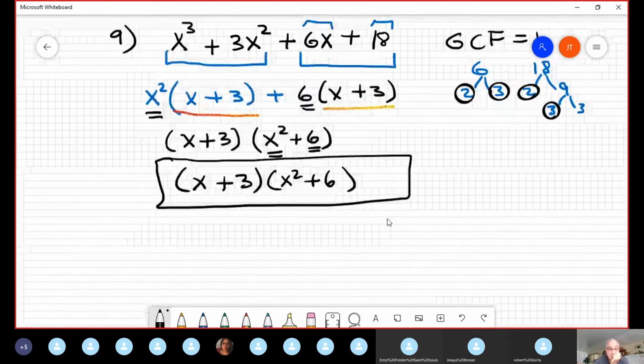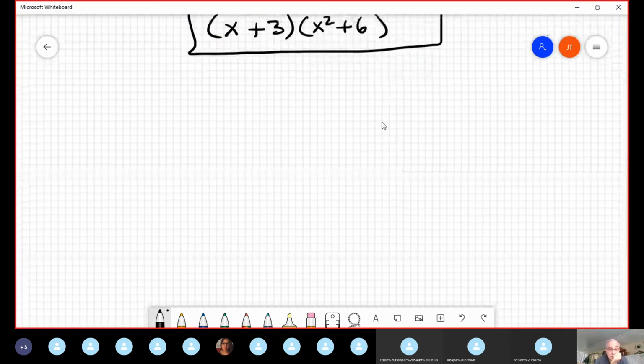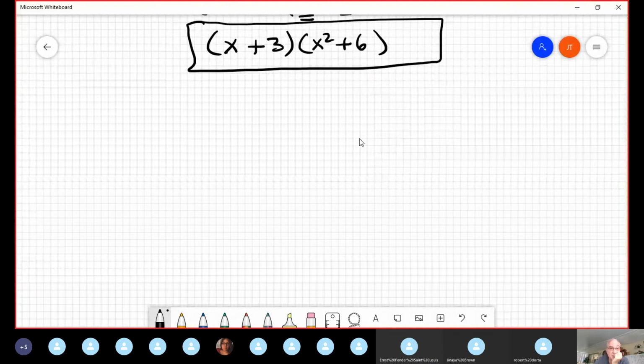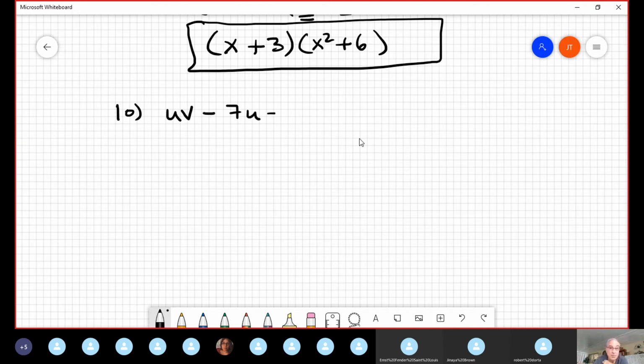Now number 10. Number 10 is UB, where U and B are variables, minus 7U plus 5B minus 35. One clue that tells me it is factorization by grouping is that we have 4 terms. You have 1, 2, 3, and 4.